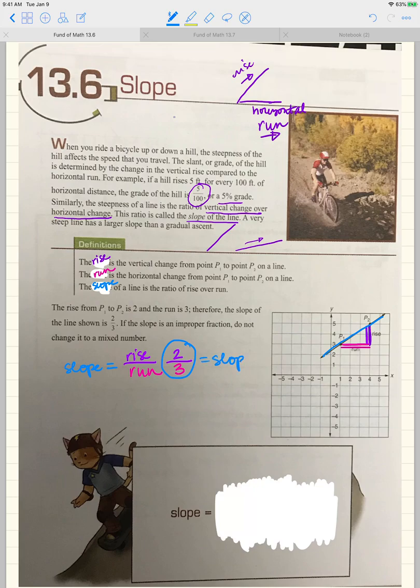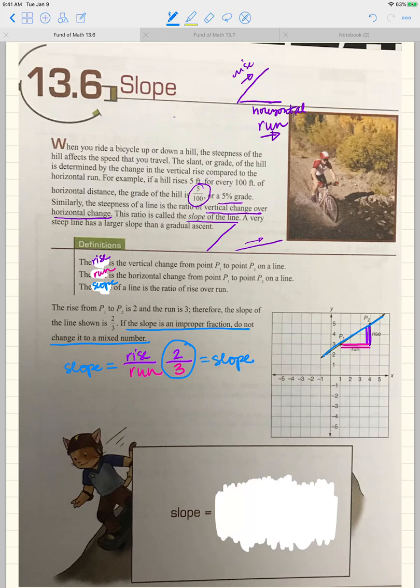That's the slope. If the slope is an improper fraction, do not change it to a mixed number. No mixed numbers for slopes. If you change your slopes to mixed numbers, even if they're right, I'm marking them wrong. Slopes stay as improper fractions, okay?